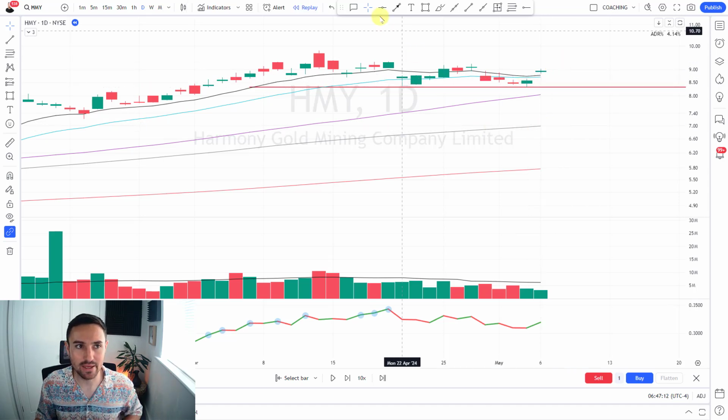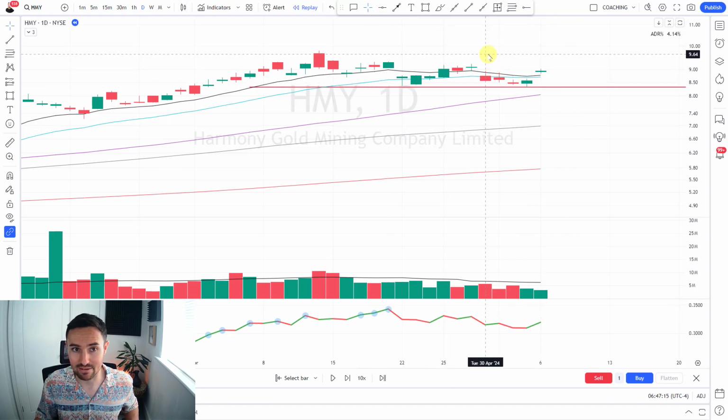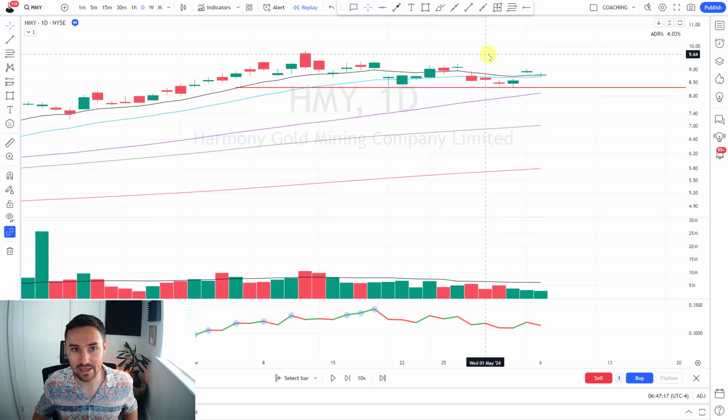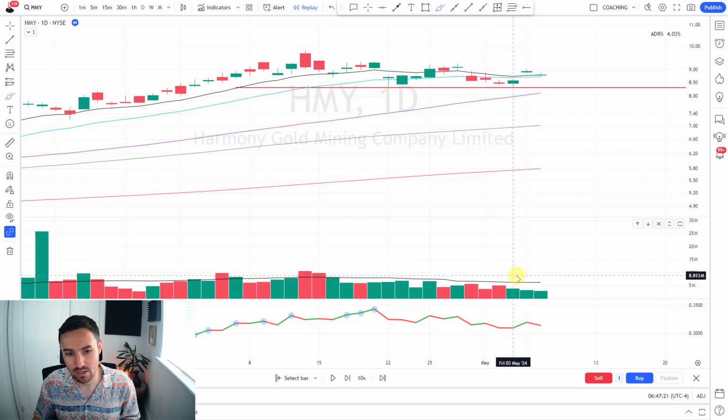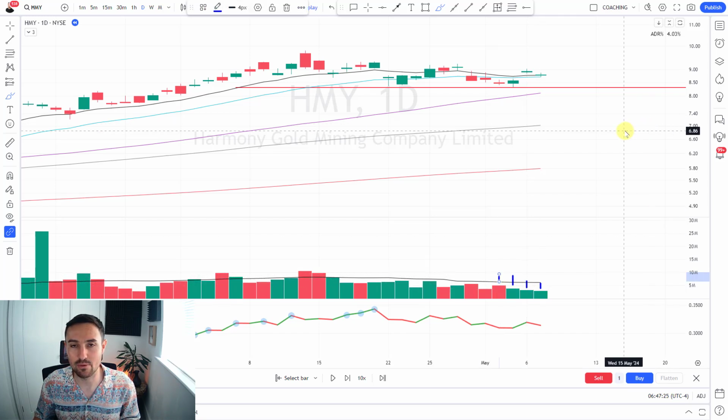So it pops up here. I was targeting it, I didn't get filled because of the gap there. And then it pulls back down. And what do you notice about the volume? It's really just stair-stepping down here. You see that? The volume's just stair-stepping down here.